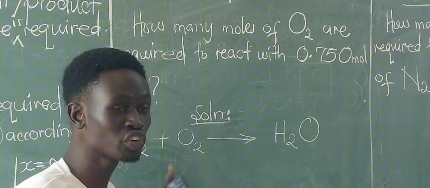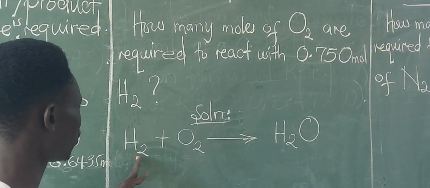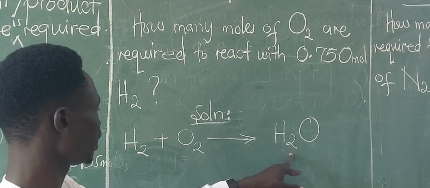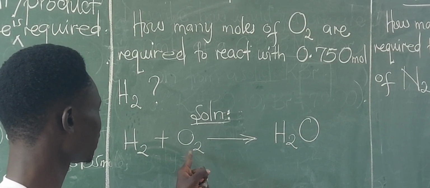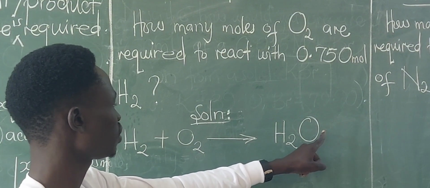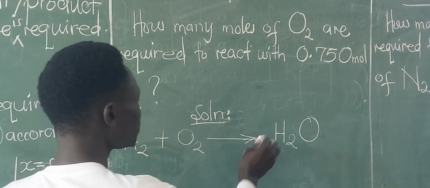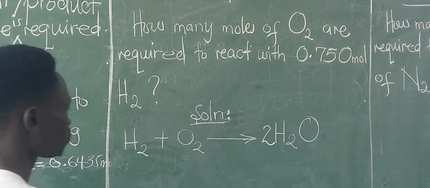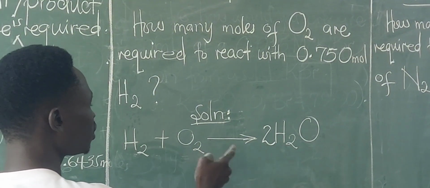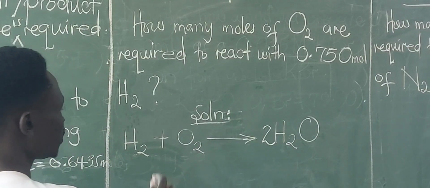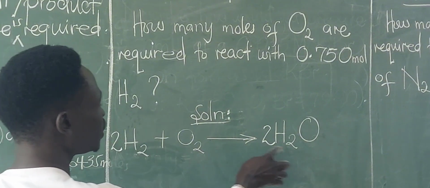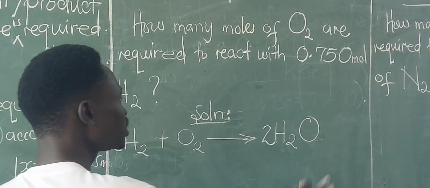Now you can see if the chemical equation is balanced. We have two hydrogen on the reactant side, and also two hydrogen on the product side. Again, on the reactant side we have two oxygen, but on the product side we have one. So let us make this one to be two. Now hydrogen on the product side is four, but on the reactant side it is two. So let us put two. So it is two, four, two, two. So the chemical equation is balanced.